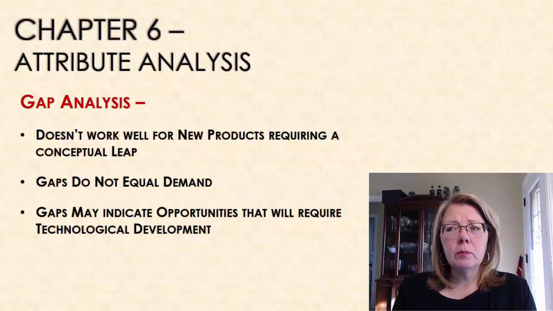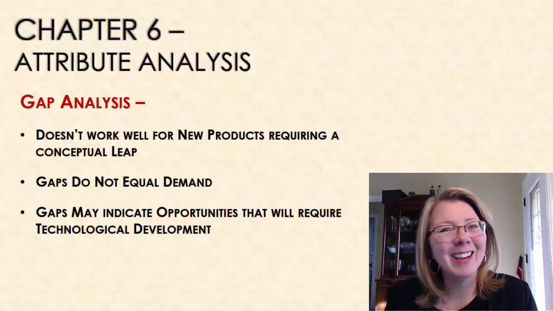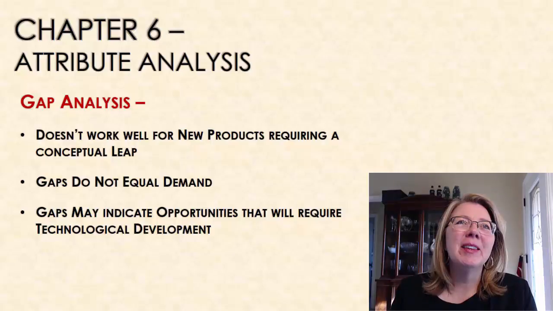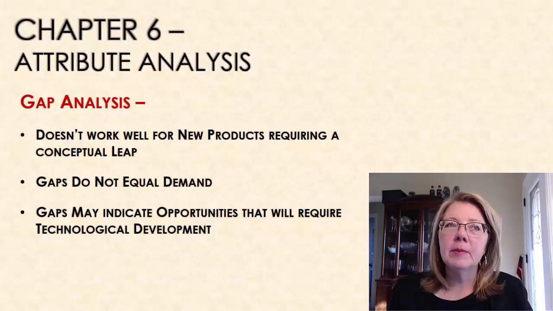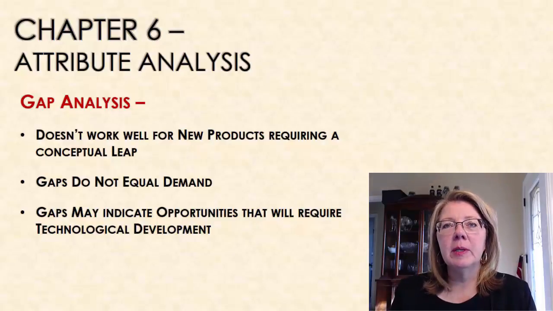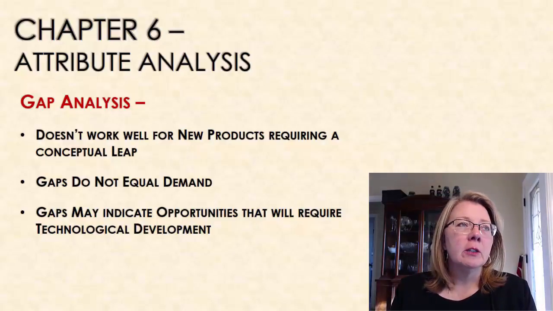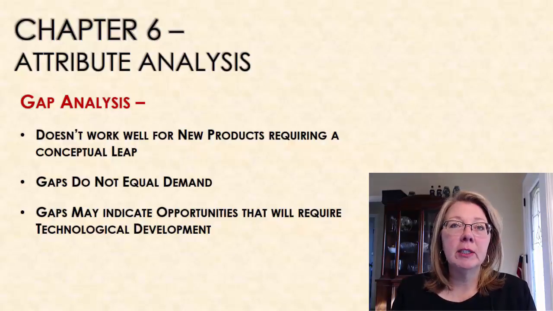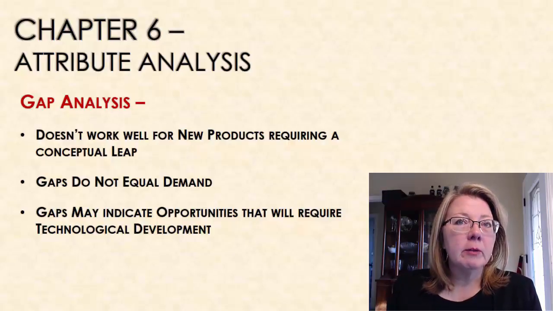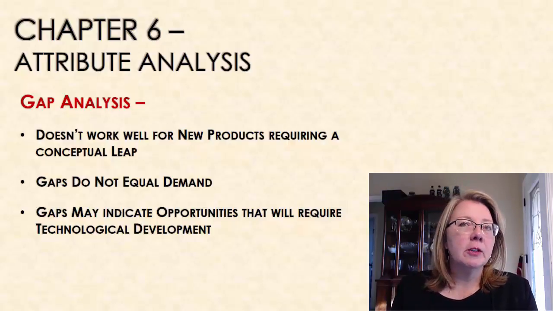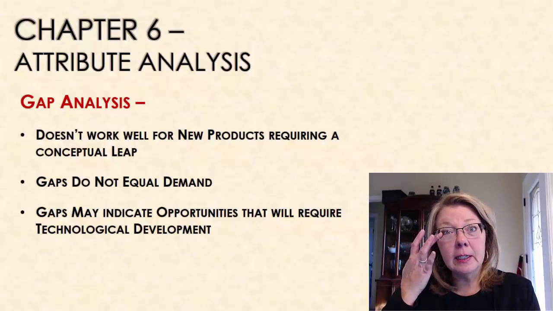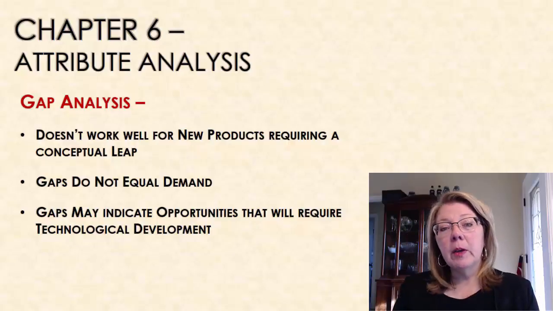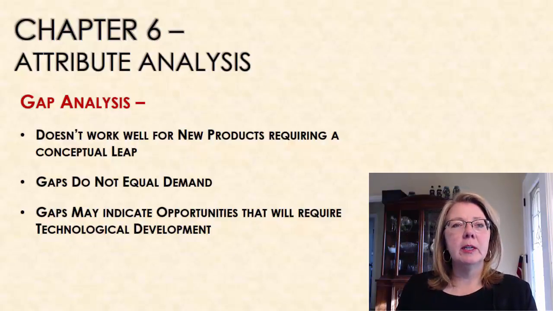And finally, you may have a gap in a map that represents an opportunity, but will require some sort of technological advancement to be able to fill that particular need. So the example in the book had to do with pain relievers. The market did want a pain reliever that was both strong and gentle, but the technology wasn't there to allow for that combination. So science needed to catch up in that case. Okay, so that's really all I want to say about Chapter 6.